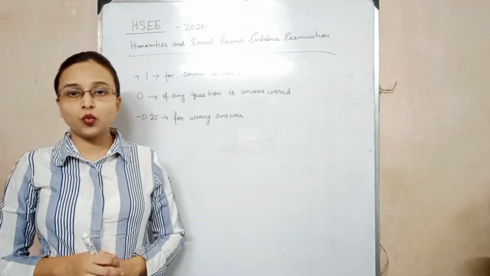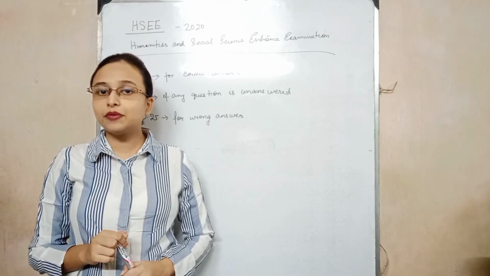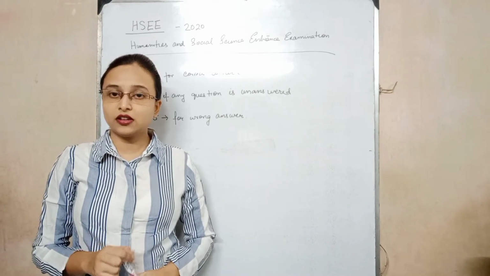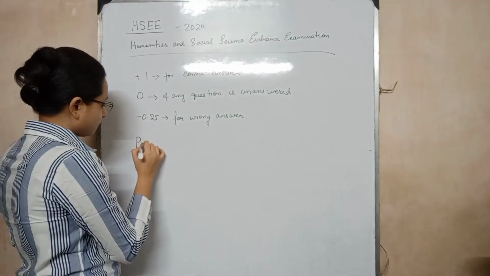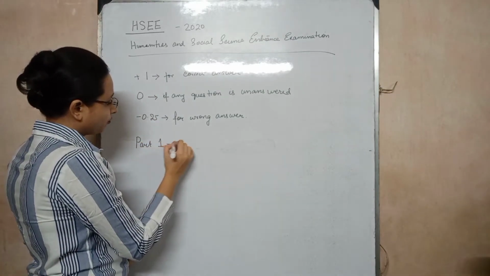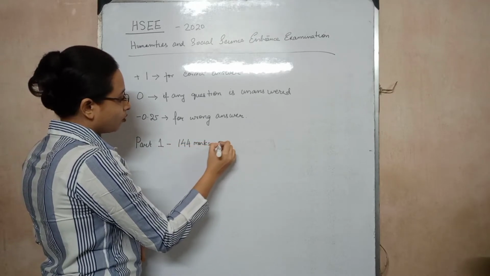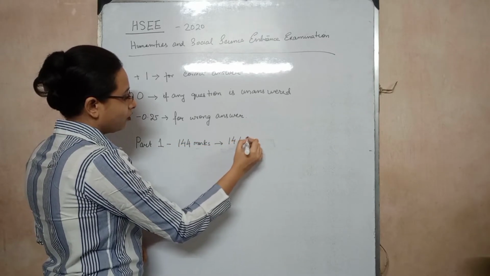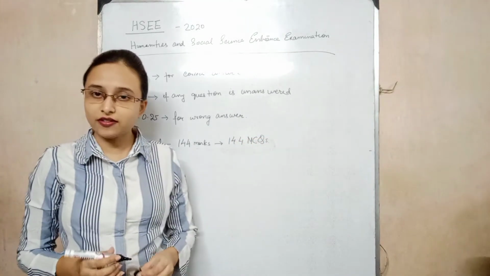Now coming to part 1. Part 1 contains 144 multiple choice questions. Total marks is 144. Part 1 will have 144 marks with 144 MCQs. Okay, that is multiple choice questions.